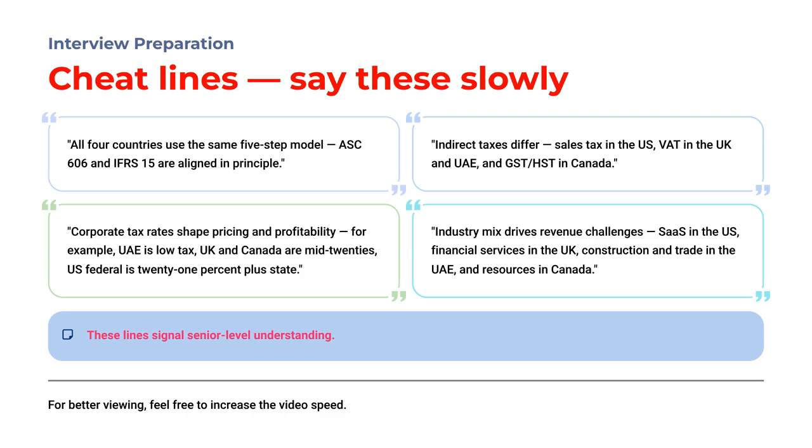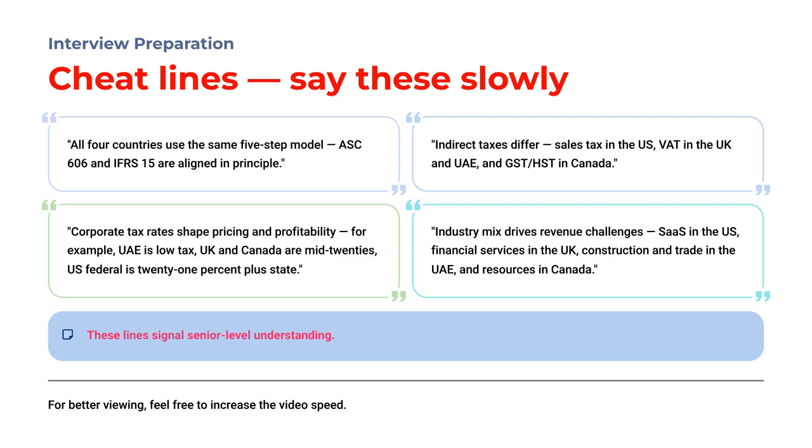Interview cheat lines. Say these slowly. All 4 countries use the same 5-step model. ASC 606 and IFRS 15 are aligned in principle. Indirect taxes differ. Sales tax in the US, VAT in the UK and UAE, and GST, HST in Canada. Corporate tax rates shape pricing and profitability. For example, UAE is low tax, UK and Canada are mid-20s. US federal is 21% plus state.